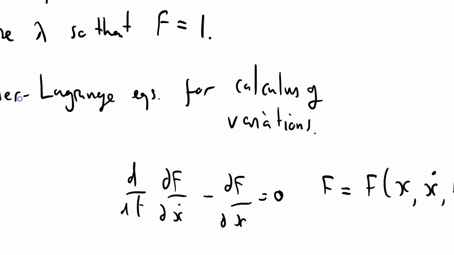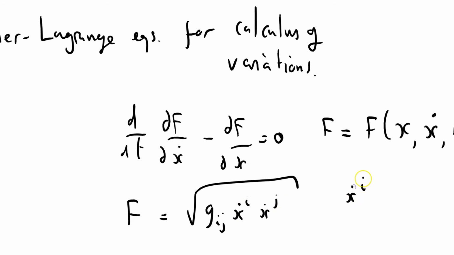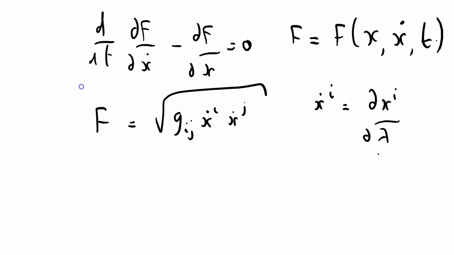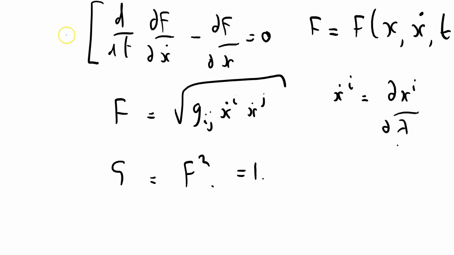So what have I got here? I've got my f equals the square root of g_ij ẋ^i ẋ^j, where ẋ^i equals dx^i/dλ, and λ is chosen to make this function f equal to 1. Okay, well I'm going to call g equals f squared, just because I can, because that equals 1 as well, since f equals 1. So I'm going to substitute f into this equation and see what happens.